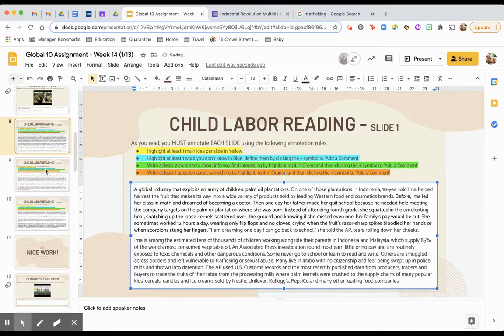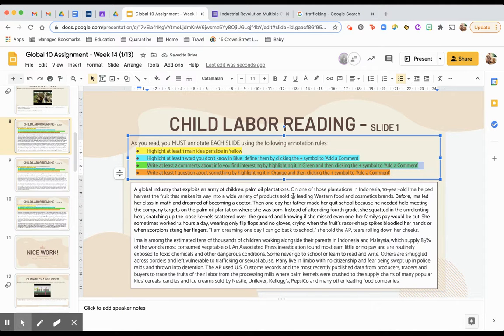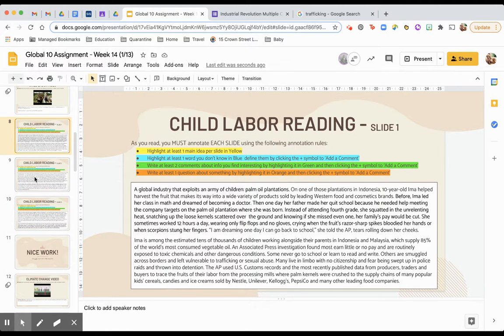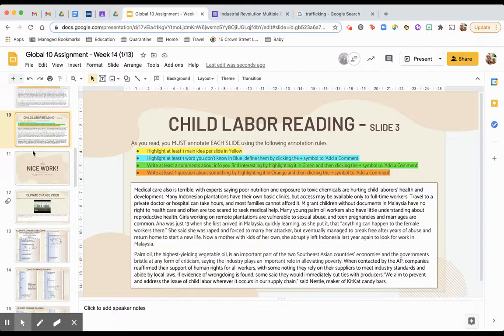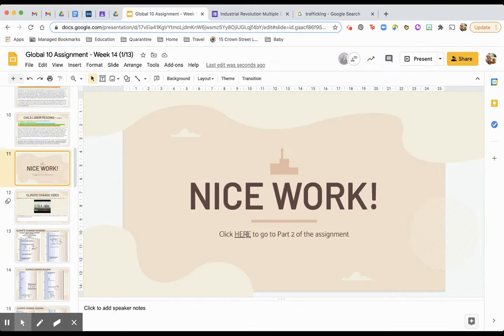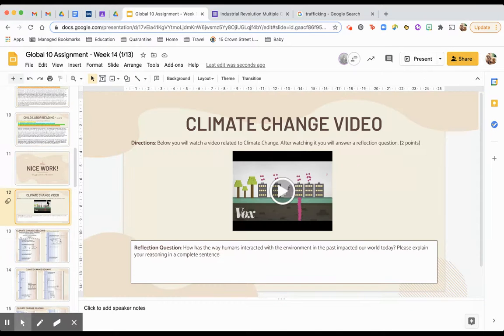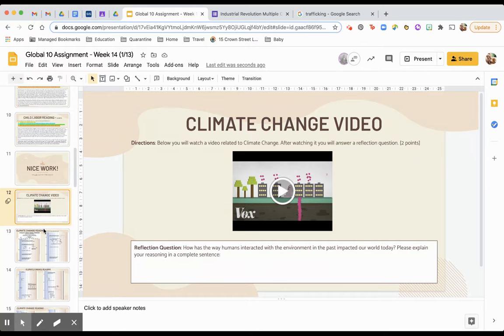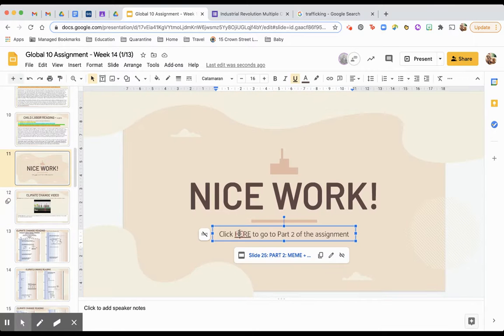Okay, so you then also have to write two comments about info that you find interesting by adding a comment as well, and then you're going to write one question about something. So that's what you're going to do. You're going to be annotating all three of the slides for your reading. Then you're going to go on to part two. So you'll click here. Do not go on to the climate change one. If you did the first one, you don't need to go on to the second one. Same thing, like if you did this one, you don't need to go back to it. So then you're going to go to part two.